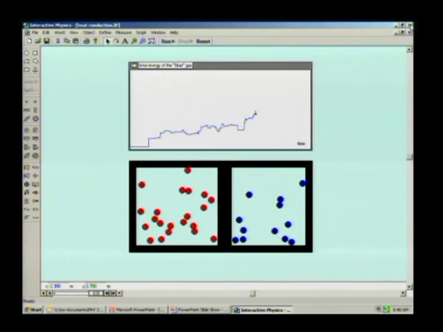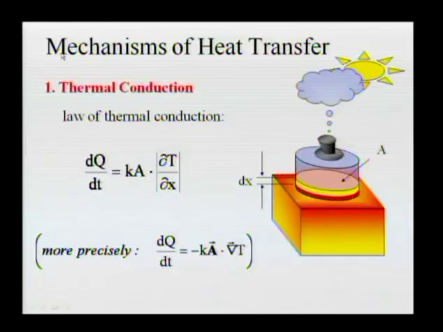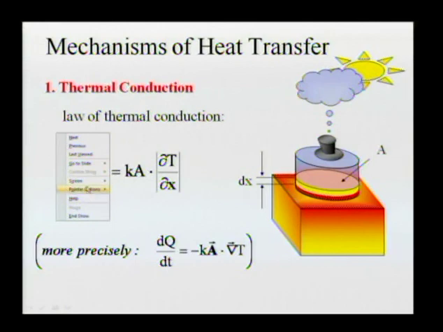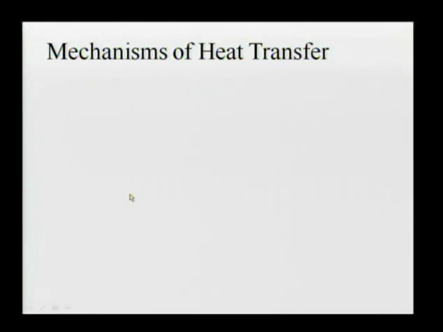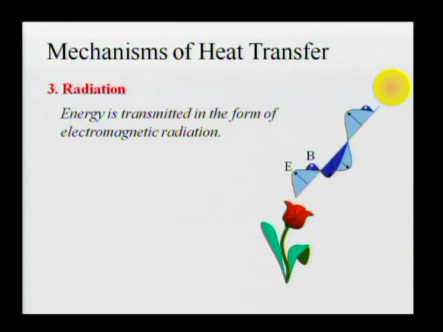All right. So let's now go to radiation. The third mechanism is radiation. And this is how we get energy from the sun. Energy is being transmitted from the sun, and it flows through vacuum.